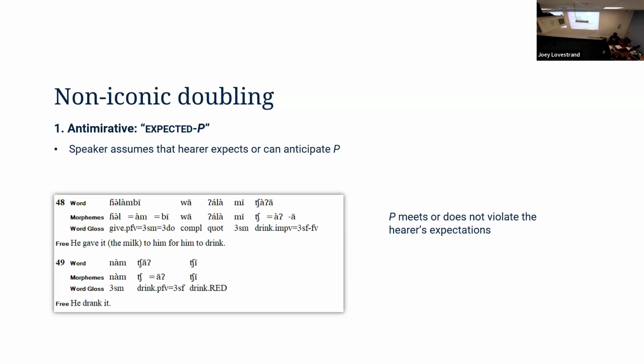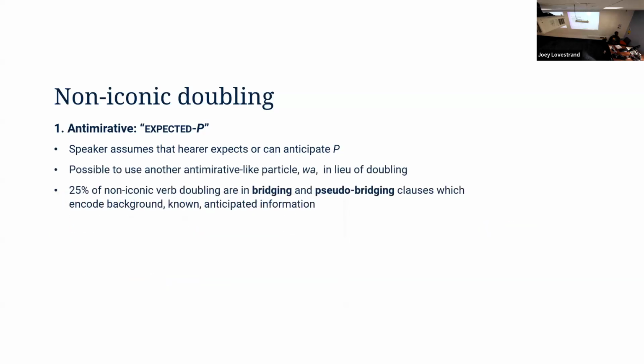So this is one example. He gave it the milk for him to drink. He drank it, like giving milk and drinking it. So this is part of the story. The moment the 49 occurs in the story, this is something you can expect from the previous discourse. Like I gave X the milk for them to drink. They drank it according to the expectation, according to expectation simply.